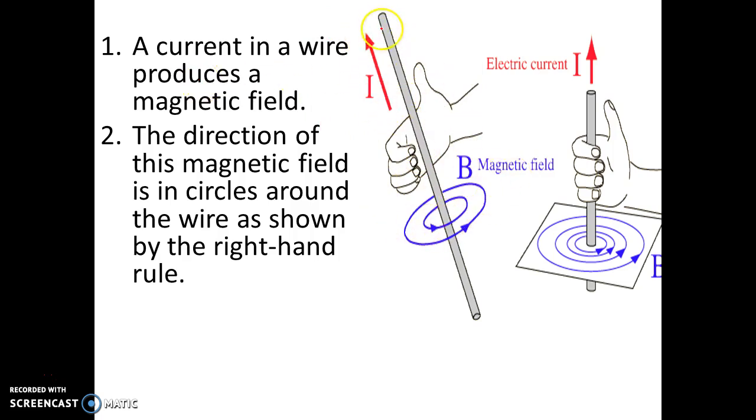So first of all, if you have a wire and there's current moving through that wire, electrons flowing, the direction of the magnetic field is in circles around it. So your right hand rule can help you determine the direction. Your thumb points in the direction of the current, and your fingers wrap around in the direction of the magnetic field.